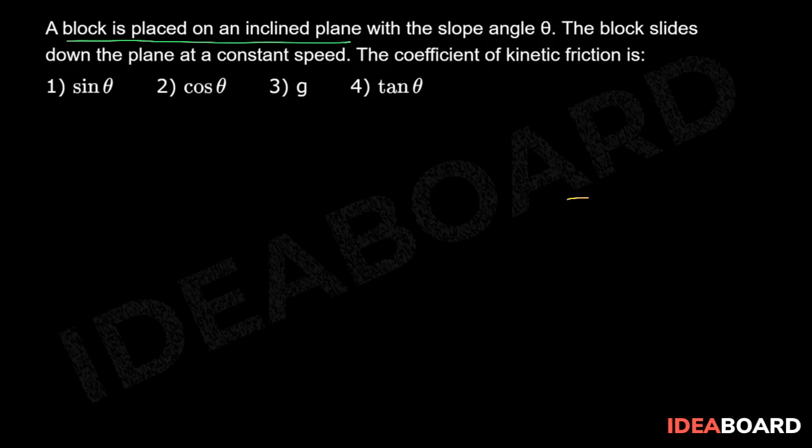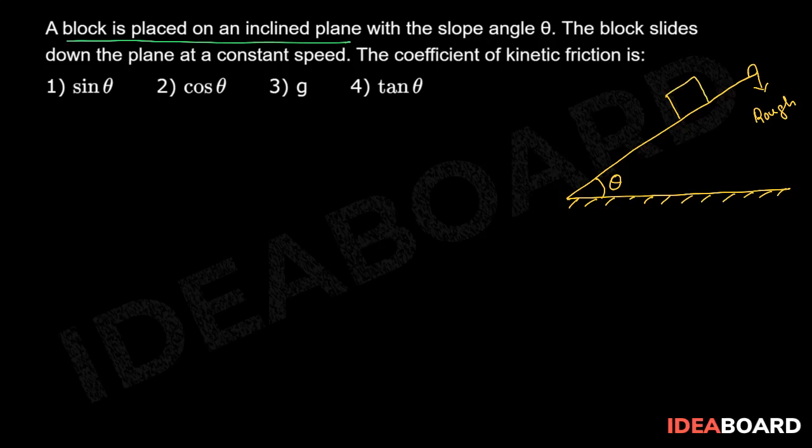Let us suppose that this is a horizontal plane and this is an inclined plane with an angle of inclination theta. It is said that this surface is rough. On this there is a block placed which is sliding down the plane at a constant speed.